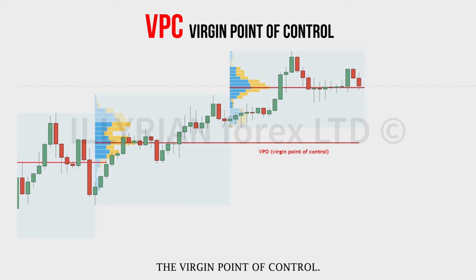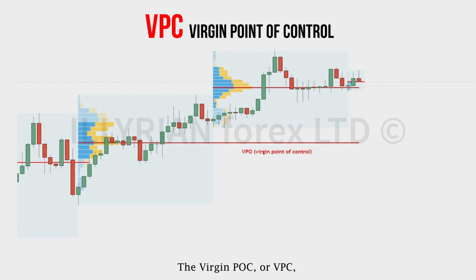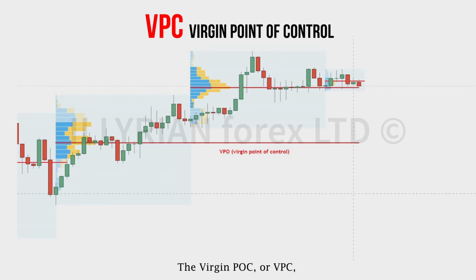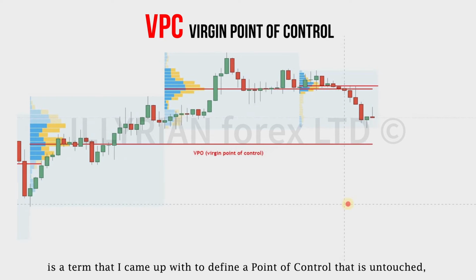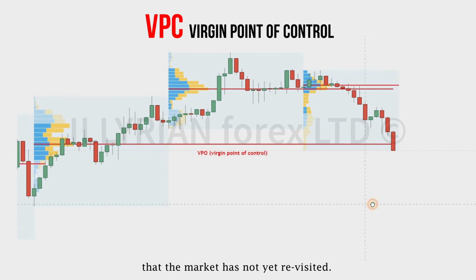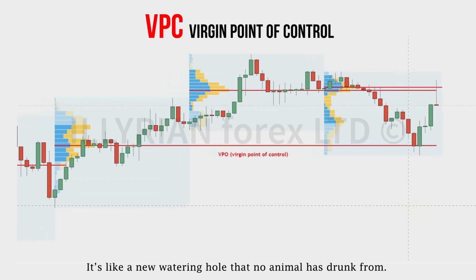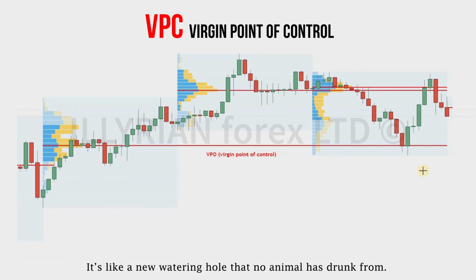The Virgin point of control. The Virgin POC, or VPC, is a term that I came up with to define a point of control that is untouched, that the market has not yet revisited. It's like a new watering hole that no animal has drunk from.